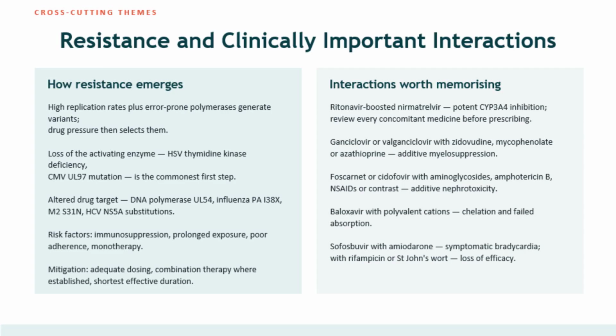On the right, the interactions worth committing to memory. Ritonavir and CYP3A4. Ganciclovir stacked with other marrow suppressants. Foscarnet or cidofovir alongside aminoglycosides or contrast. That's additive kidney injury. Baloxavir with calcium or iron. Sofosbuvir with amiodarone. If you take a photo of one slide today for your clinical practice, honestly, make it this one.